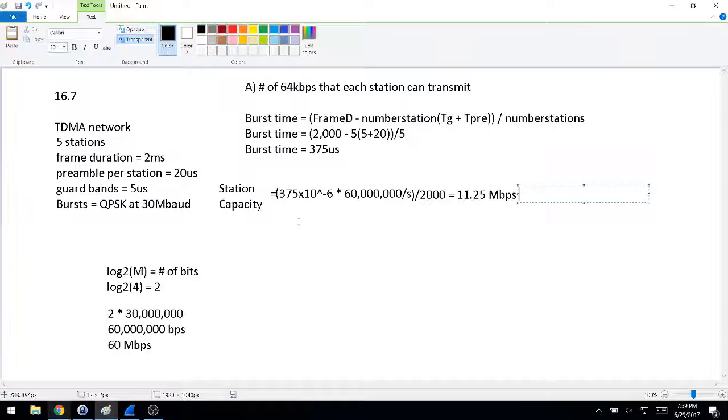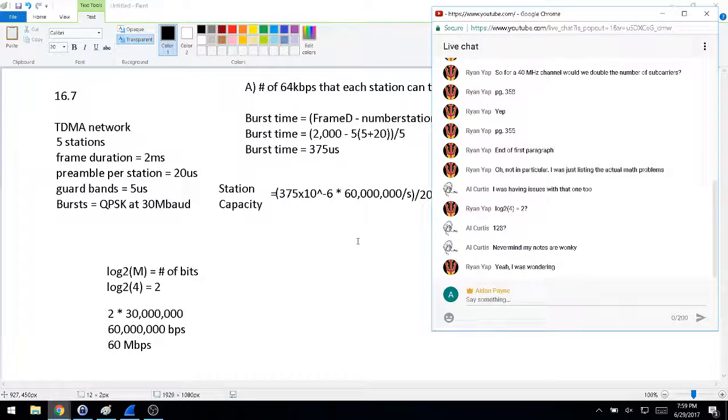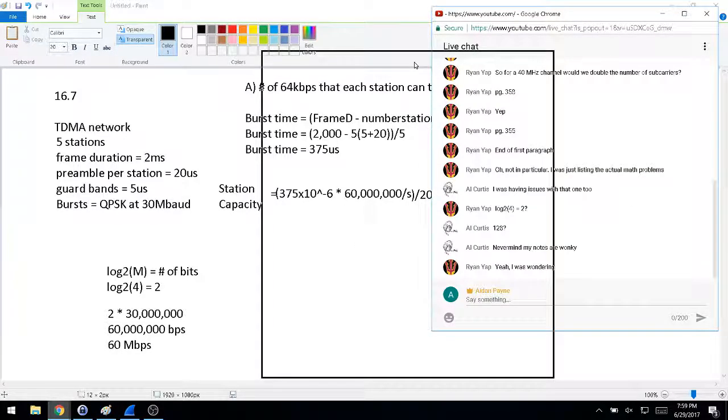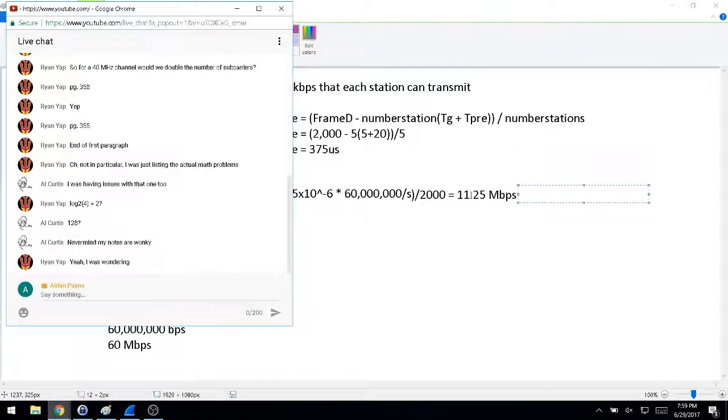But now we're getting to the actual question, which is, we have this amount of data, and we need to split that into 64 kilobits per second channels. And so how would we do that? If we have a total amount of data, which we calculated here, so each station gets 11.25 megabits per second, and we need to fit in 64 kilobits per second channels, what's the easiest way to break that down? Or solve that number, I guess, would be the correct way of saying it. How can we figure out how many individual channels of 64 kilobits per second we can support with a total capacity of 11.25 megabits per second?